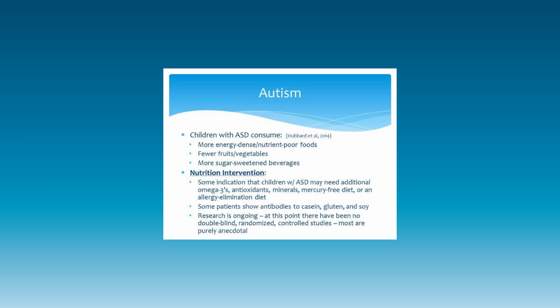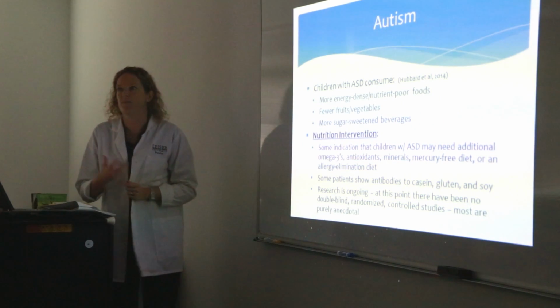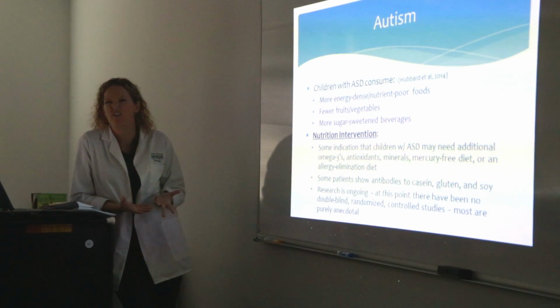For interventions for autism, really, it's just trying to get them to eat a good variety of food, a good well-balanced diet. It can be challenging, but that's really the main thing that you want to focus on. There's some indication, and by indication I mean these are theories, that children with autism could benefit from omega-3s, antioxidants, minerals, a mercury-free diet, or an allergy elimination diet. So again, theories. Some patients with autism do show antibodies to casein, gluten, or soy, which just indicates that they have an allergy to those. So there's an indication that those might be more common with patients that have autism.